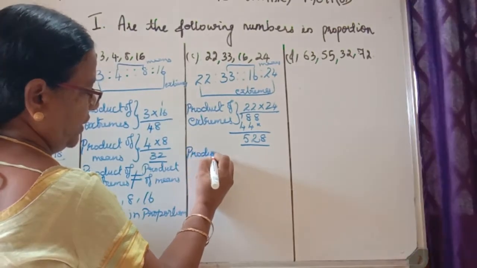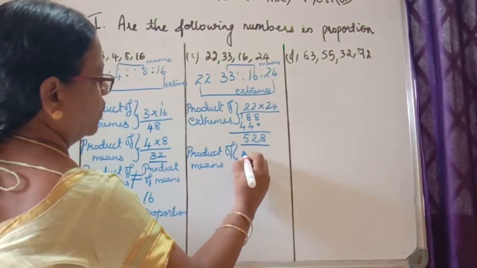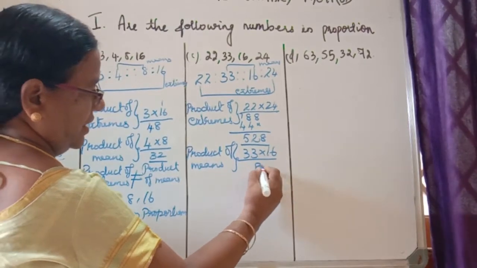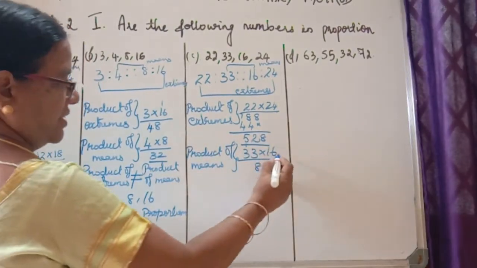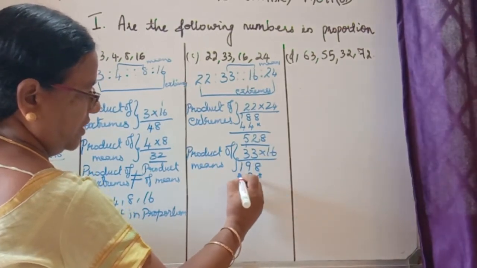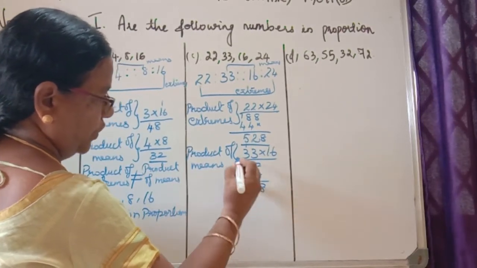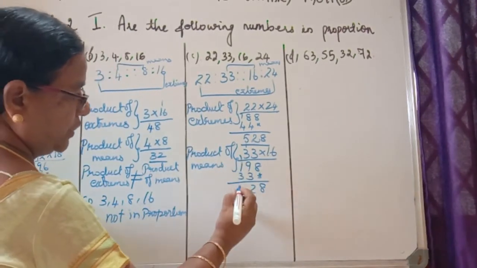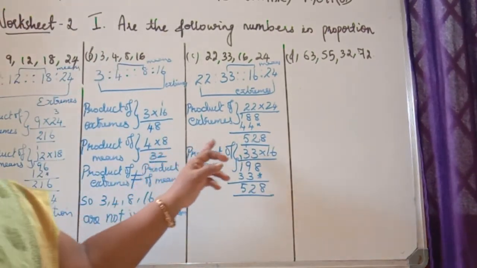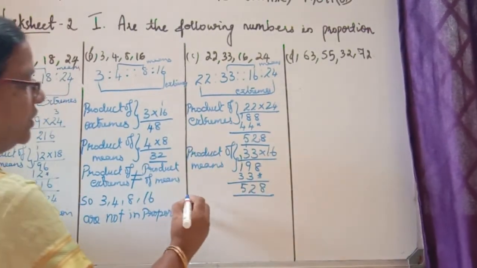Now we'll find out the product of means. What is that? 33 into 16. 6 3s are 18. Remainder 1. 6 3s are 18 plus 1, 19. Now 1 3 is 3, 1 3 is 3. Add it. 9 plus 3, 12, 2. Remainder 1 carry over. 1 plus 1, 2. 2 plus 3, 5. 528. Product of extremes also 528. Product of means also 528.